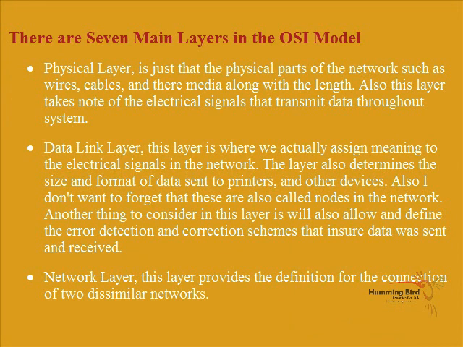Physical layer is just that: the physical parts of the network such as the wires, cables and therefore media along with the length. Also, this layer takes note of the electrical signals that transmit data throughout the system. Data link layer. This layer is where we actually assign meaning to the electrical signal in the network.